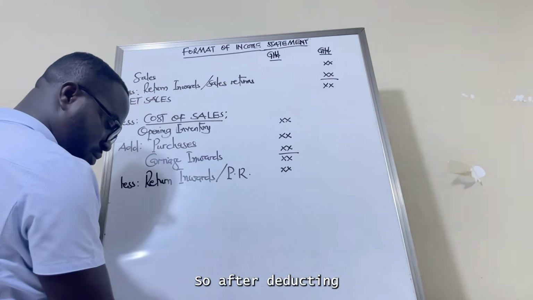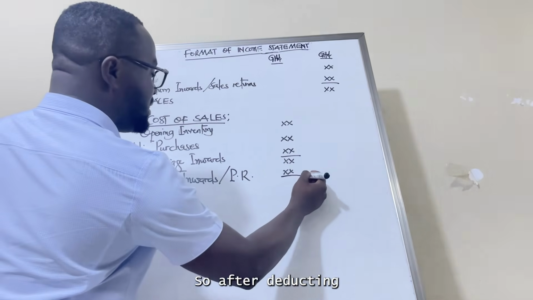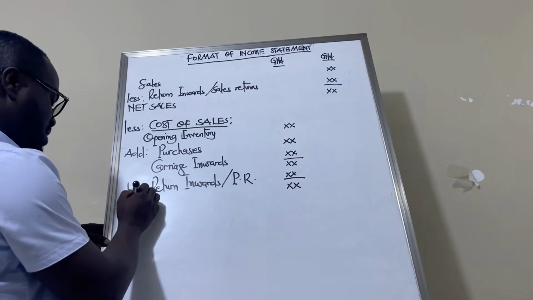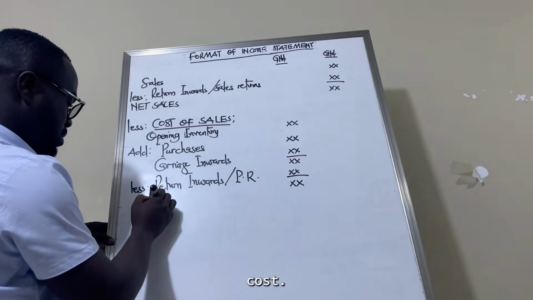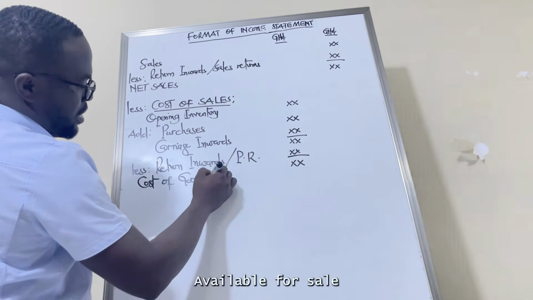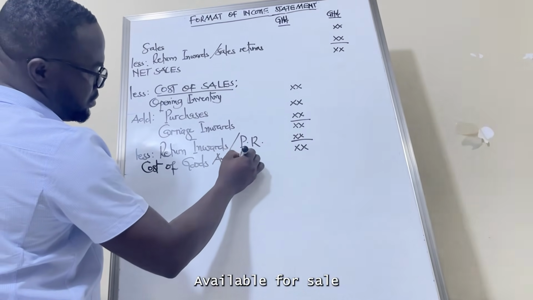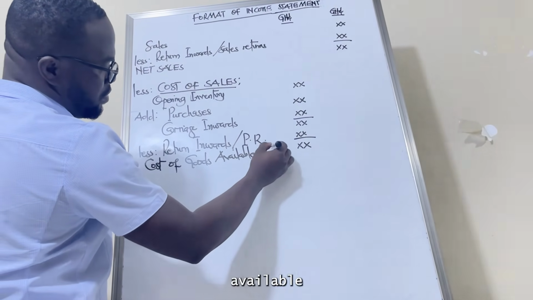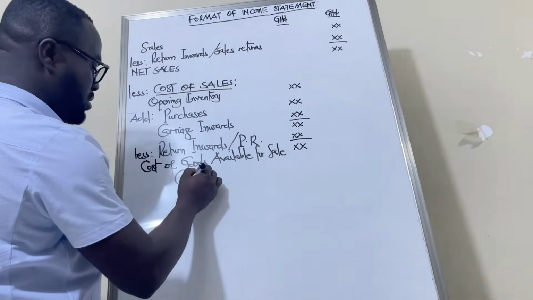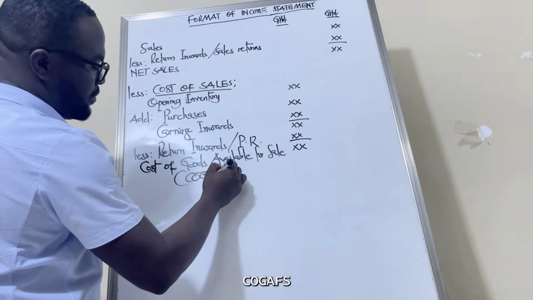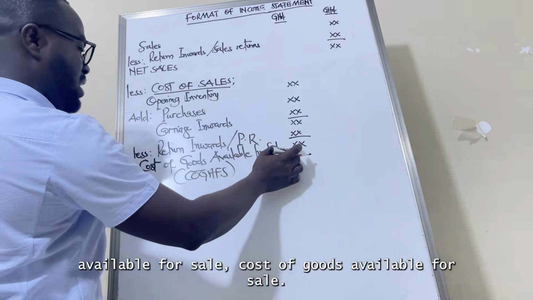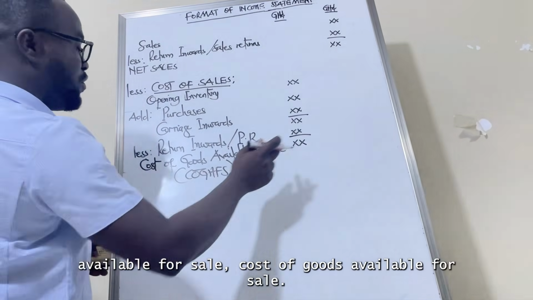So after deducting the returns outwards, then you arrive at what we term as cost of goods available for sale. Available for sale. And I said we usually call it COGAFS. COGAFS. So this is the cost of goods available for sale.